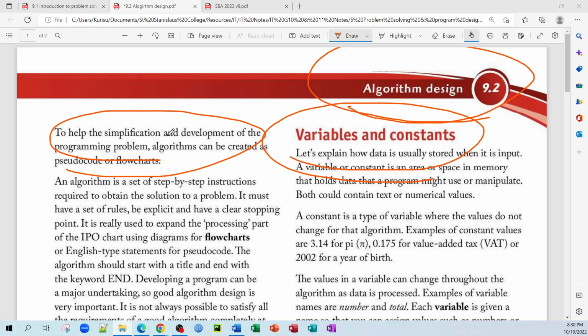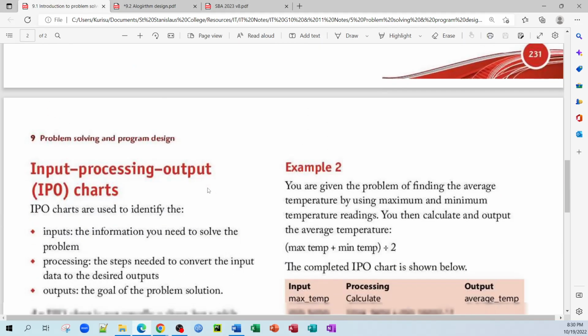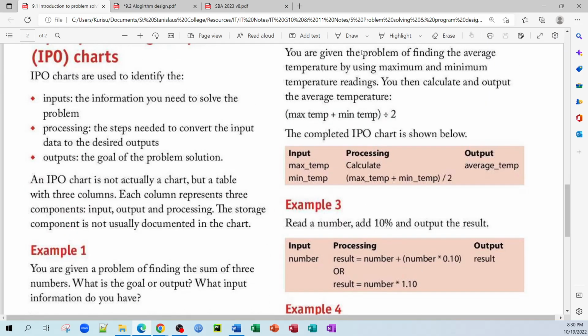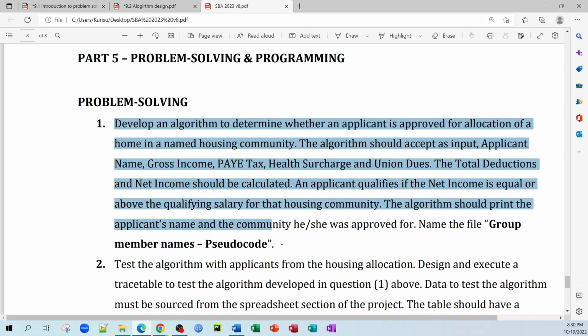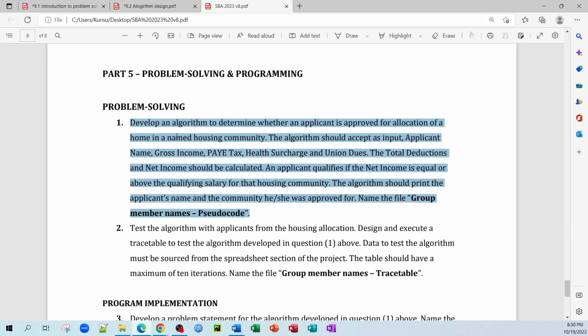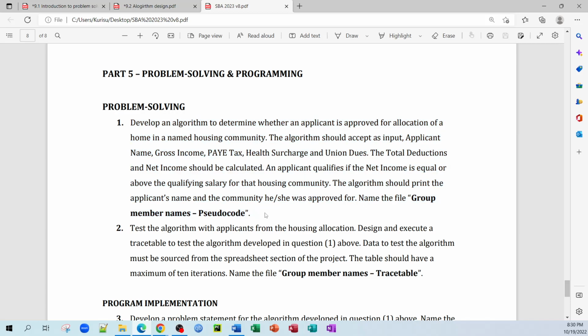So I already showed you guys how to create an IPO chart. So this here is an IPO chart, a table basically showing input, processing, and output. You guys remember that? So I already showed you how to develop that, and you're actually supposed to start creating that for your SBA. You're actually supposed to look at your SBA, go to this first part here and read this paragraph. So this is problem solving and programming. You were supposed to read this first paragraph here and create your IPO chart.